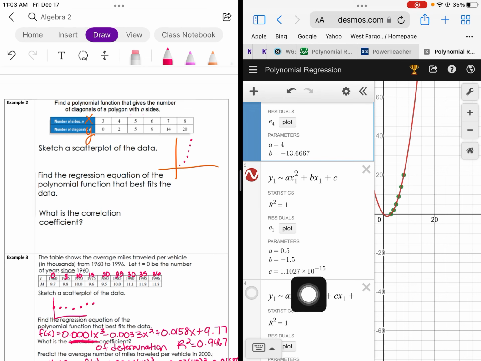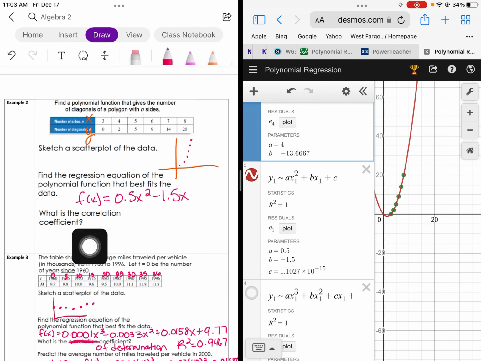Then my C value for this quadratic is 0 as well, if you were to round this value. So when you get a really small number like that, that means it's 0. So my equation here would be f of x equals 0.5x squared minus 1.5x. And my constant rounds to 0. So that would be the equation there.